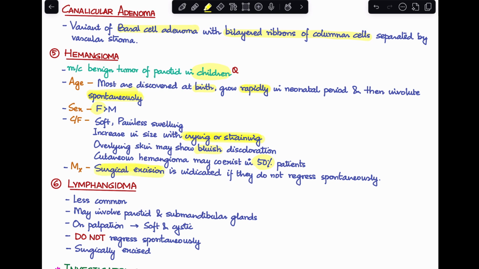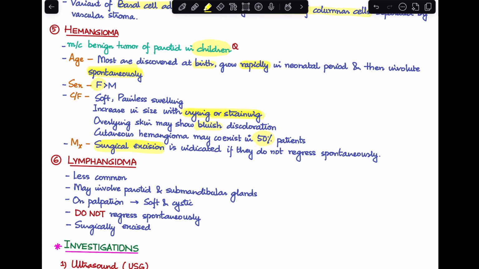Last of all is lymphangioma. Now, lymphangioma is a lesser common mesenchymal tumor. This can involve the parotid as well as submandibular gland, and on palpation, you'll find it to be very soft and cystic. Unlike hemangioma, they do not regress spontaneously. They will definitely need surgical excision as treatment. So that's all about the different types of benign salivary gland tumors. I will be talking about pleomorphic adenoma and Warthin's tumor in separate videos.